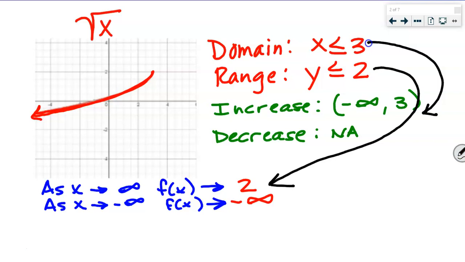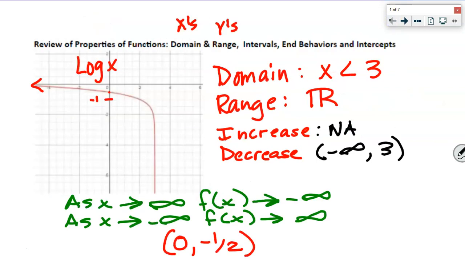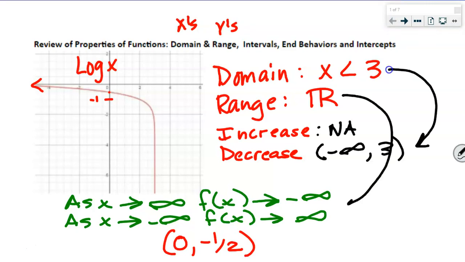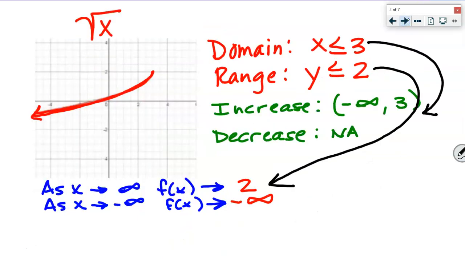So let's go back to the previous slide so I can show you that there too, okay? Again, notice our domain shows up right there, right? And our range shows up right here, because if the range was all real numbers, then obviously this graph is going to go all the way to the left and all the way to the right, and it's never going to stop.